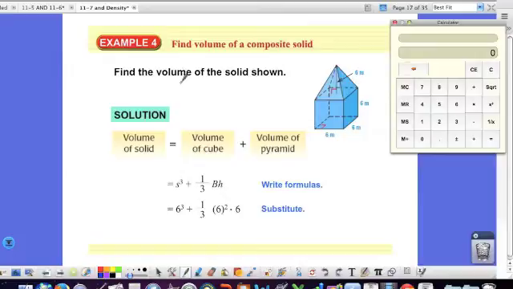And now we're going to find the volume of a composite solid. So we can see that this is made up of a cube and a pyramid. So to find the volume of the cube, 6 times 6 times 6 equals 216 plus 1/3. This is a square base, so 6 times 6 is 36 times 6 is going to be 216 again, but in this case it's going to be divided by 3. So 216 plus 72 is going to equal 288.